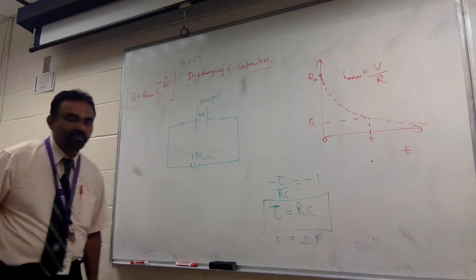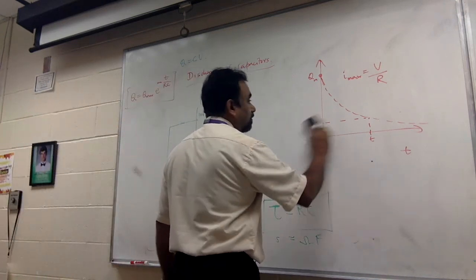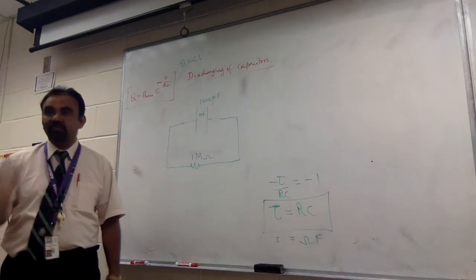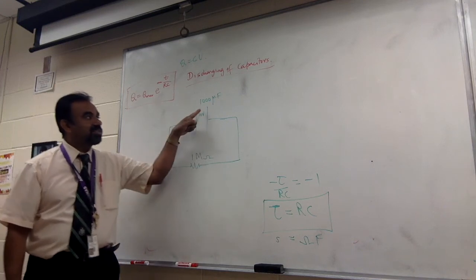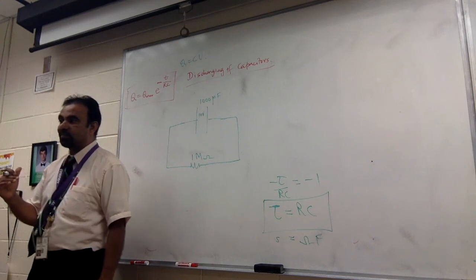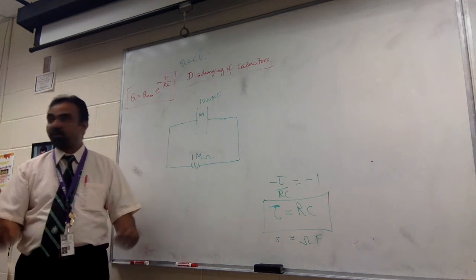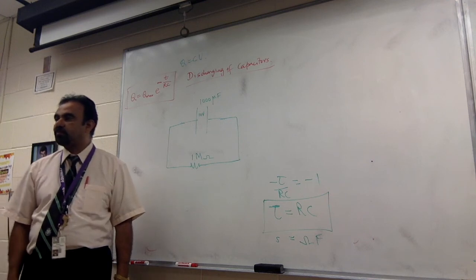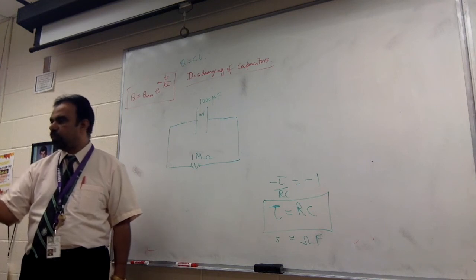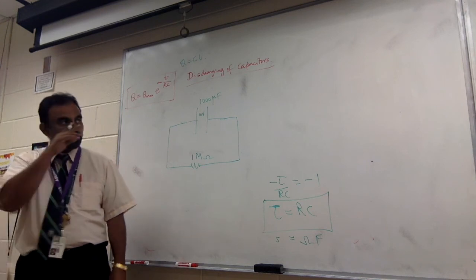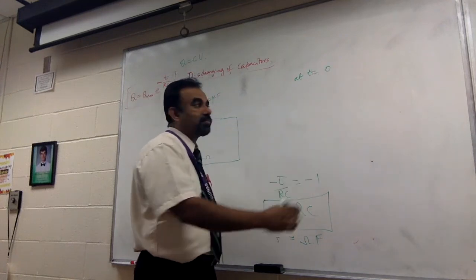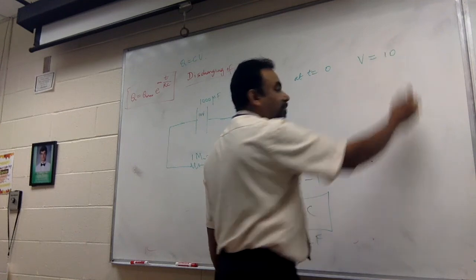What's the time constant? 1000 seconds. After 1000 seconds, this voltage from 10 will drop to what? 10 over e. What is e? 2.718, something like that. You can check it out, e to the power of 1 will give you that number. So basically, at time t equal to 0, the voltage was 10.